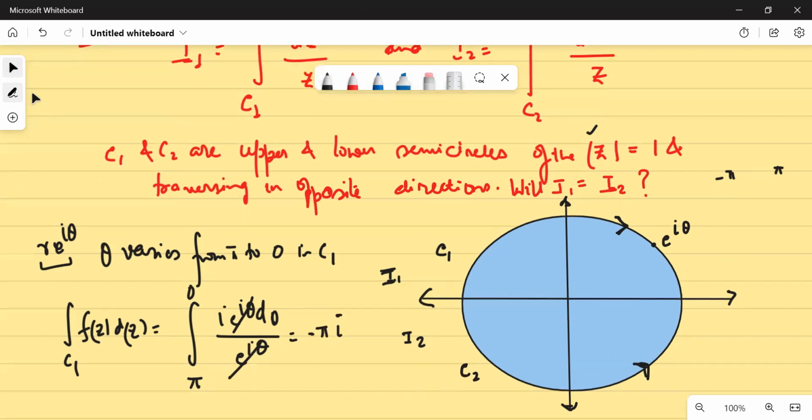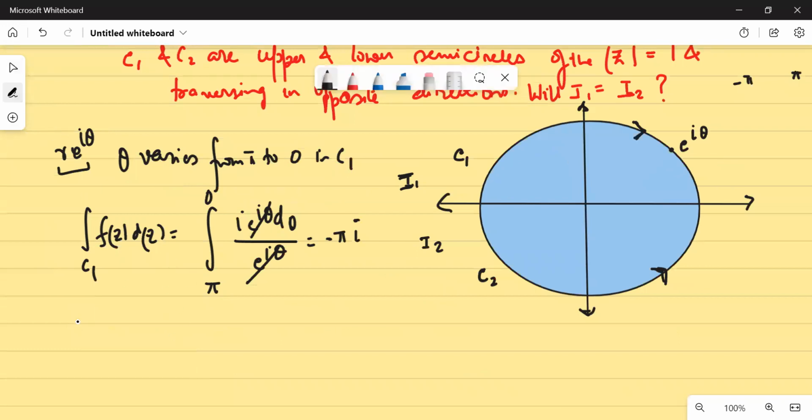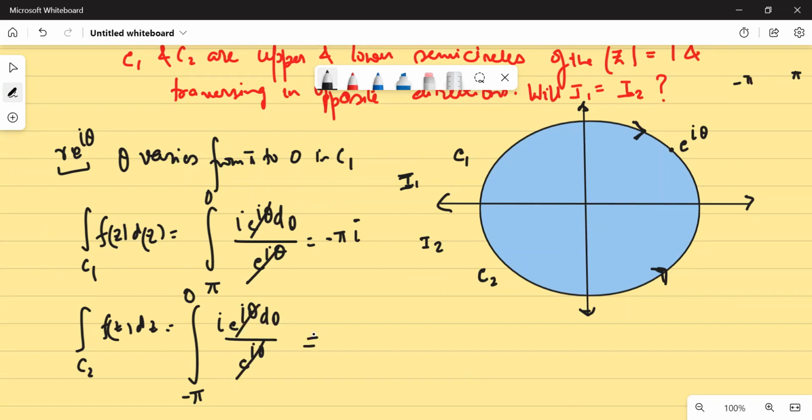Okay, and similarly, if you're trying to find what will be the integration over C2, so C2 will give you again fzdz. This will give you an integral from, I think, minus pi to 0 iota e की power iota theta d theta upon e की power iota theta. This gets cancelled, and eventually you're left with the answer pi iota. Okay.